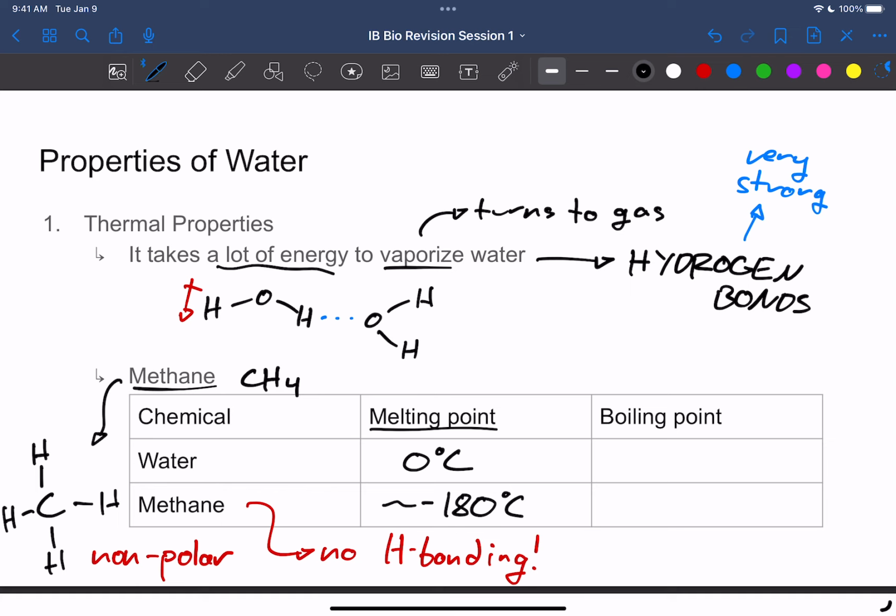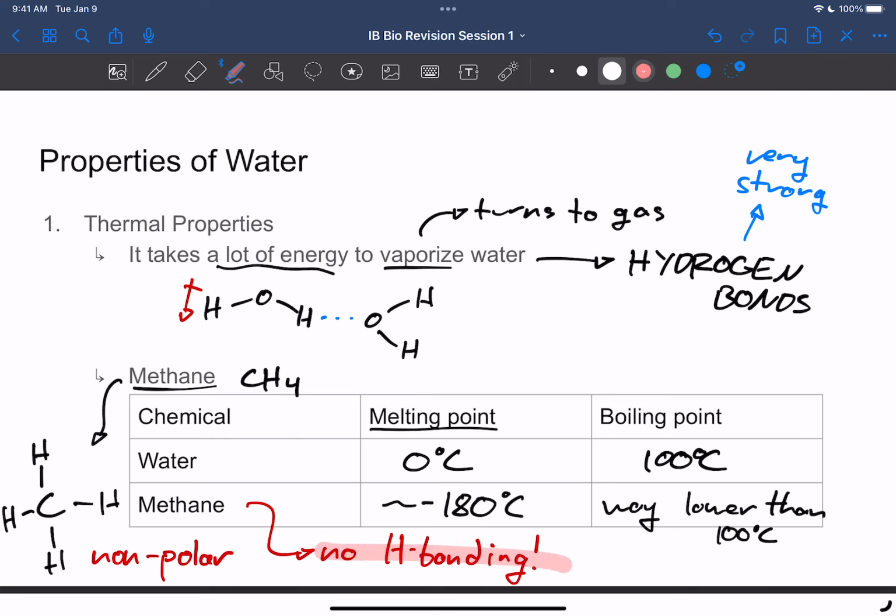Now the boiling point of water, well, we know this, it's 100 degrees Celsius. I hope we know it. And methane, well, it's also going to be super low. I actually don't think I remember, but it's way lower than that. All you need to know is the relative things. So with methane, both its melting point and boiling point are significantly lower than water, and that's because it has no hydrogen bonds. And that is because it's non-polar.